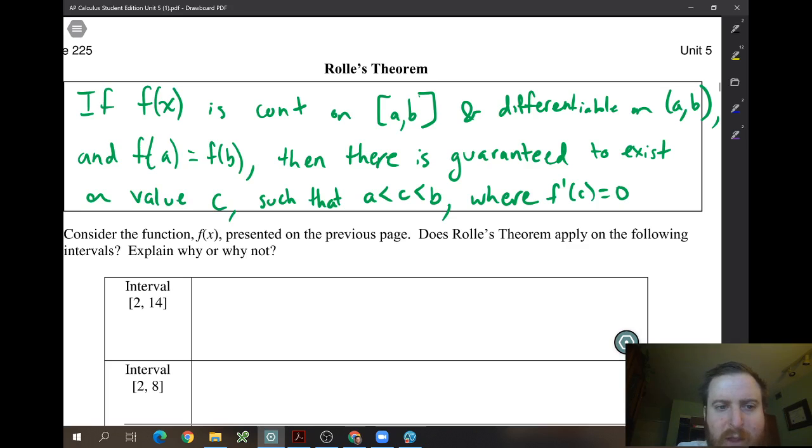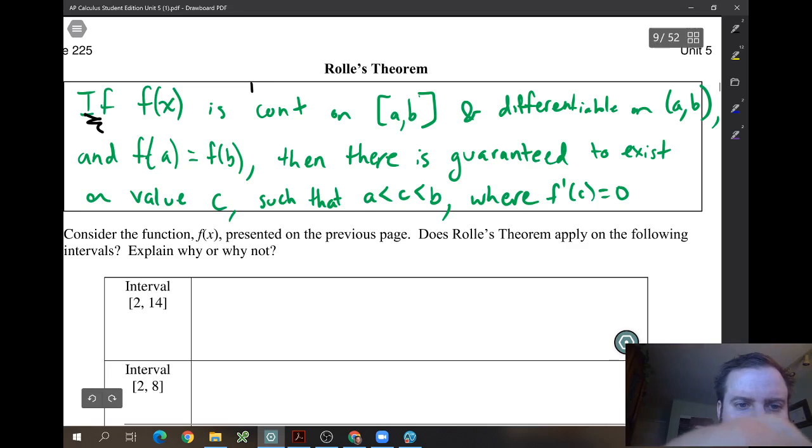These theorems, when you read them, are a lot. So we want to break it down. Whenever we see the word if, that's showing us our conditions. The first condition is that f of x is continuous. The second condition is that f of x is differentiable.